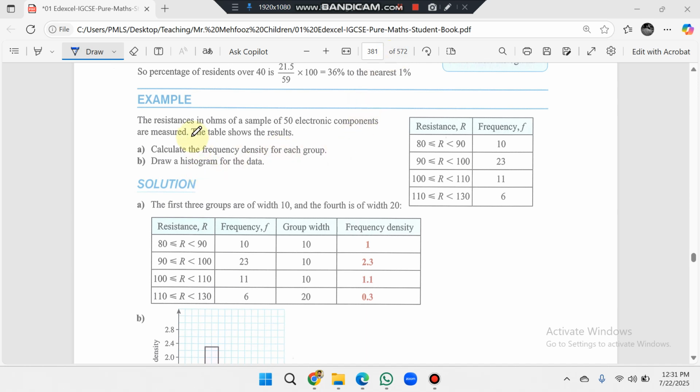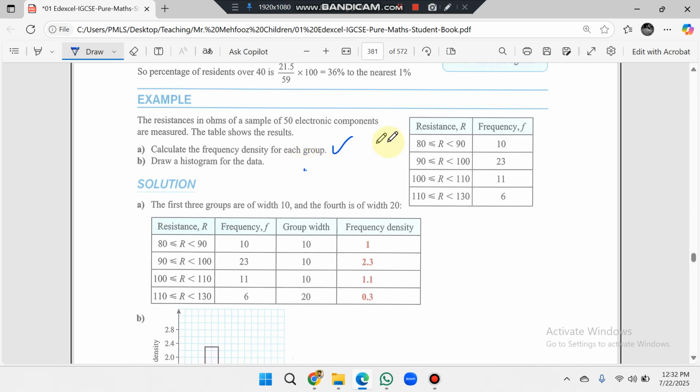Next example is that the resistance in ohms of a sample of 50 electronic components are measured. The table shows the result. Calculate the frequency density of each group. We have to calculate the frequency density and we have to draw the histogram for this data.